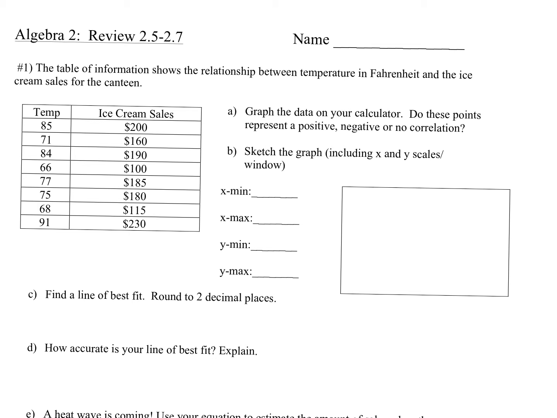Letter B asks you for your X-min, X-max, Y-min, and Y-max. Okay, I'm going to put them here, but you can just put them X-min, X-max. I'm just not going to list it like that. So how do you find those? Window, yeah. So if you click window right now, it's going to tell you what window you're working in. So your X-min is 63.5, your X-max is 93.5, your Y-min is 77.9, and your Y-max is 252.1.